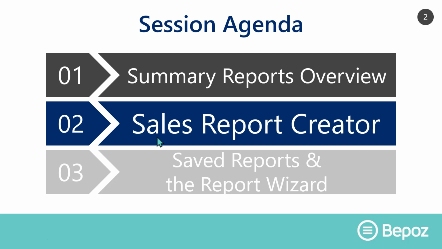So we will kick off this lesson with a bit of an overview and revisit our summary reports as a whole, before taking a closer look at one of them called the Sales Report Creator. And then we will get into saved reports, which I believe I've mentioned once or twice before. The saved reports functionality is an enhancement of our standard reports, which allows us to, you can probably guess, save them after they've been configured in whichever way we'd like them to be configured.